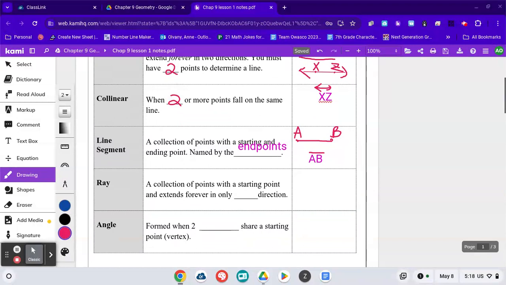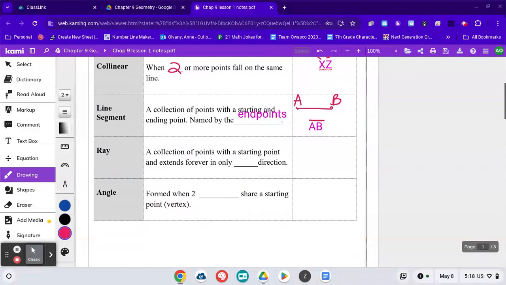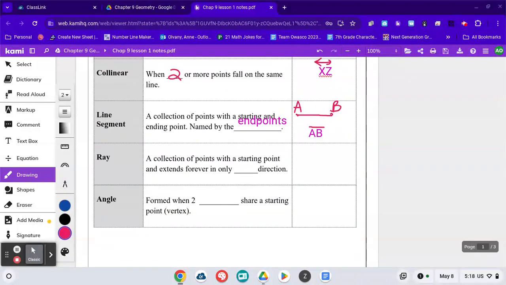That's what we would say line XZ. Okay. A ray is also a segment of a line, except it only extends in one direction. So we take one of the points on the line, make it an endpoint, and then extend in one direction. And then any of these points in here can be selected.